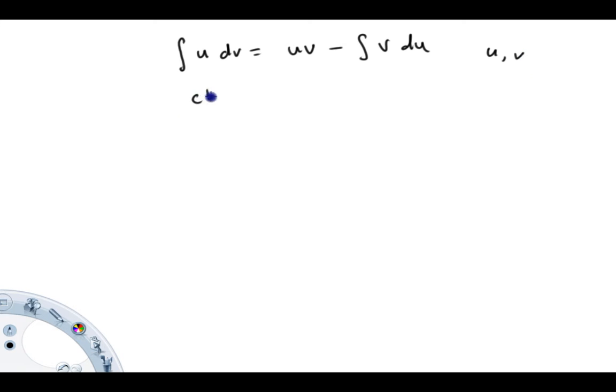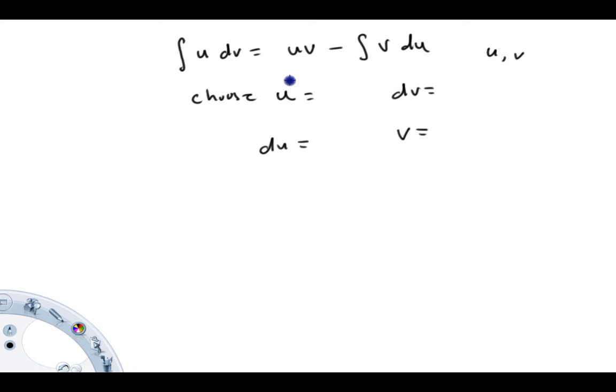You have to choose a u. Whatever's left is dv. So you're going to choose a function for u, and whatever's left is your dv. Then you'll notice that the integral u dv is uv minus integral v du. So after you choose the u, you calculate du, because you need it for over here, and you do that by differentiation. After you have your dv set, then you calculate v by integration.